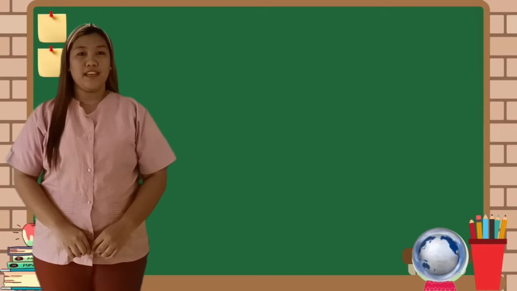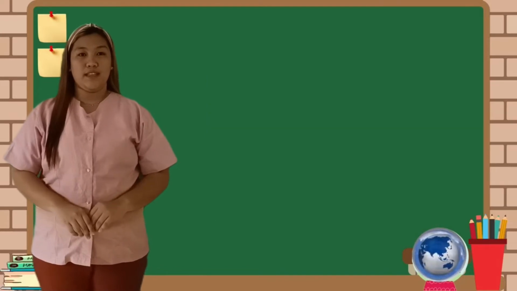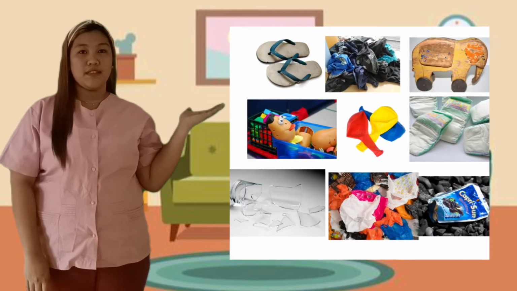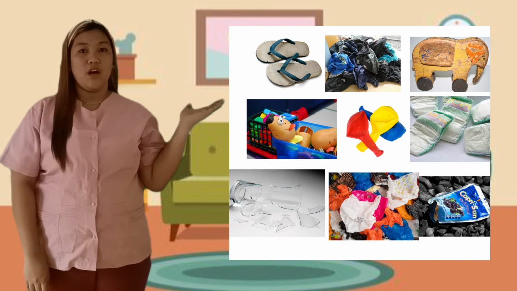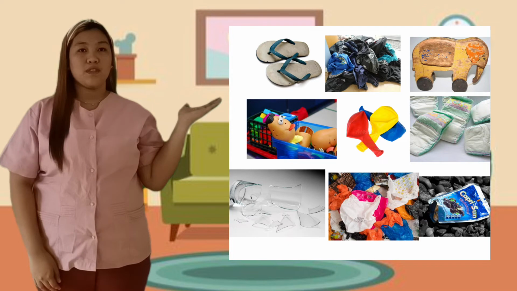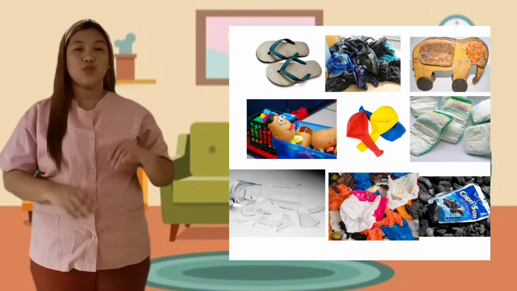While we do our activity, please be guided by this table. Now, let's go to Station 1, the household. In 3, 2, 1. Wow, what a beautiful household. So these are the materials we can find in Station 1. Burned out rubber slippers, used t-shirts, old wood toys, old plastic toys, balloons, disposable diapers, broken pieces of glass, plastic bags, and juice wrappers. Now, using the table, sort the materials in Station 1.